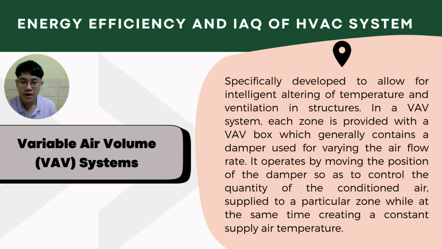The last one is the variable air volume system, which is VAV system. So the VAV system is specifically designed to allow for intelligent altering of temperature and ventilation in a structure. In a VAV system, each zone is provided with a VAV box, which generally contains a damper used for varying the airflow rate. It operates by moving the position of the damper so as to control the quantity of the conditioned air supplied to a particular zone while at the same time maintaining a constant supply air temperature.